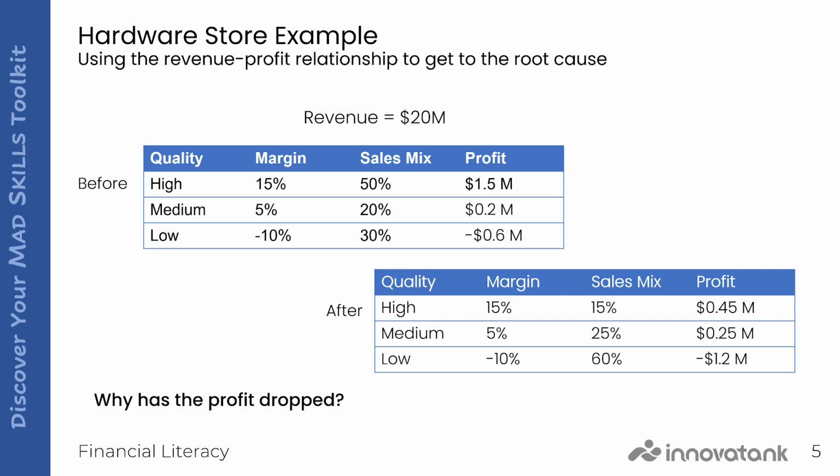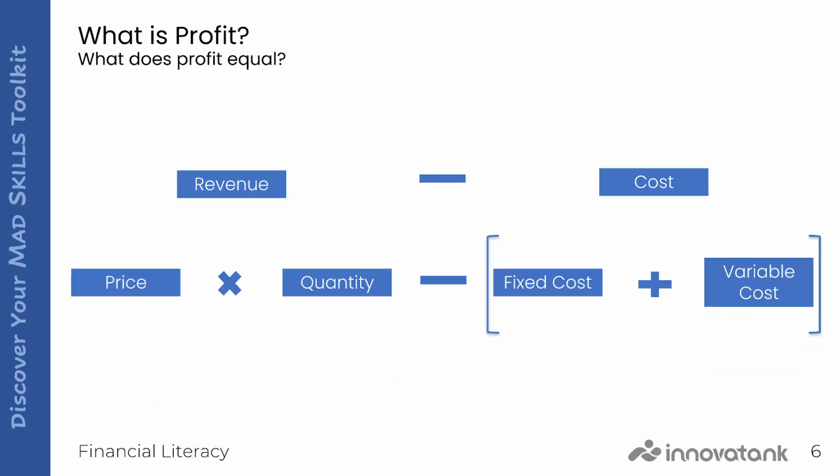We also have this example where we've got revenue from a hardware store of $20 million. We have some event that happens. Before that event, we've got a profitable organization. After the event, we're starting to lose money. And the question is, why has this dropped? We can start to look at some numbers here. The big thing you'll notice is the sales mix changes quite a bit. What we've done is look at the revenue and the costs. Revenues are made up of price and quantity, and costs are fixed and variable costs.